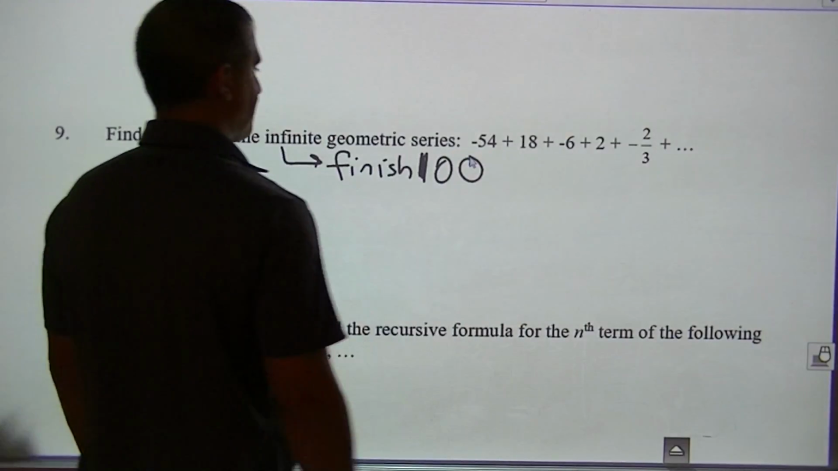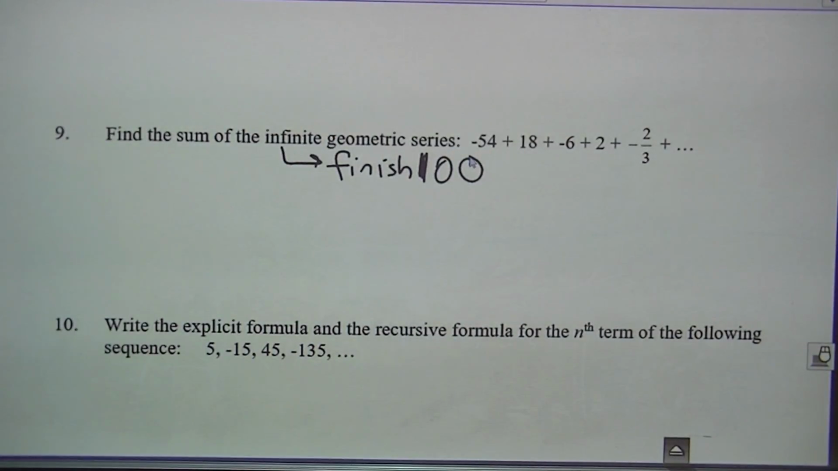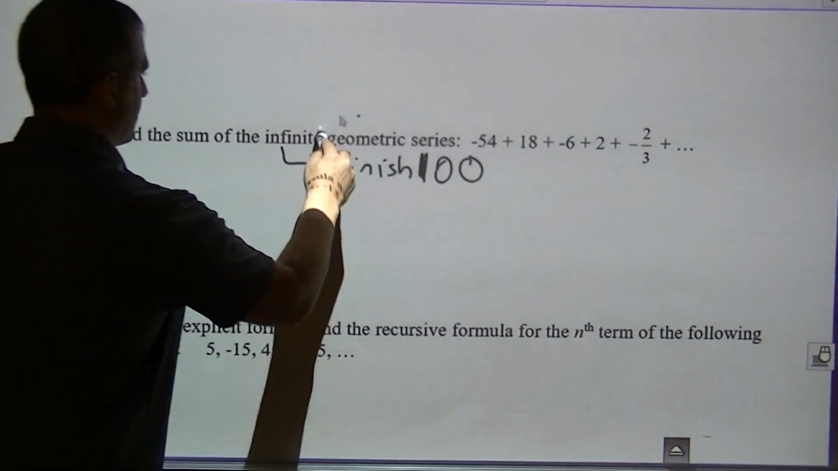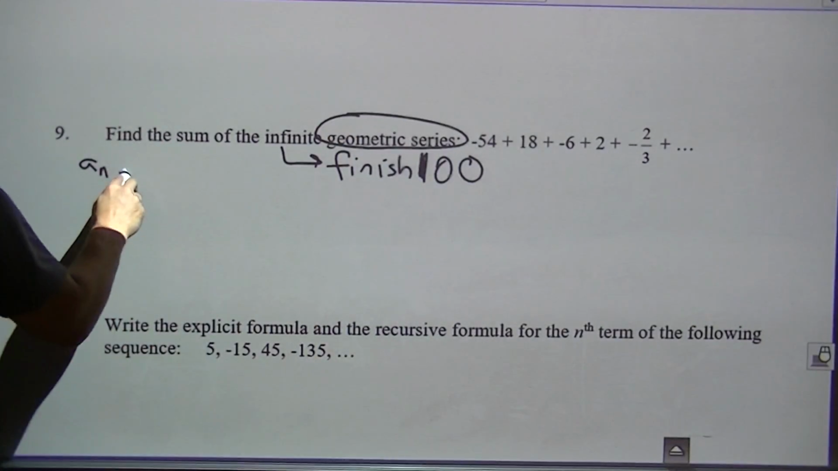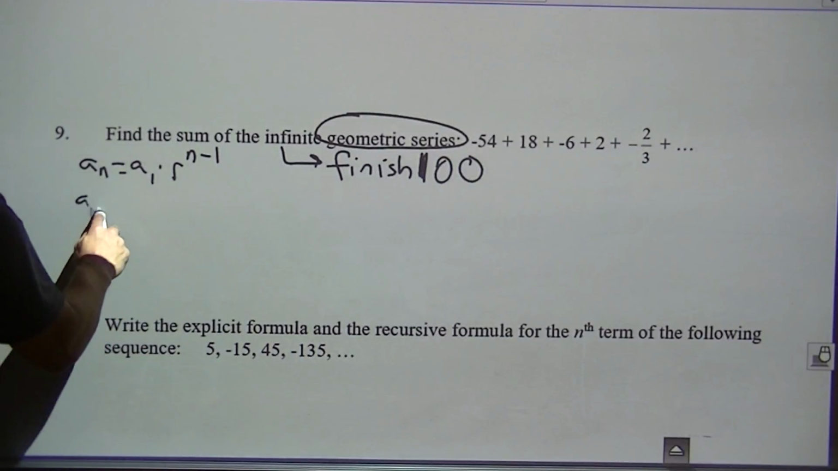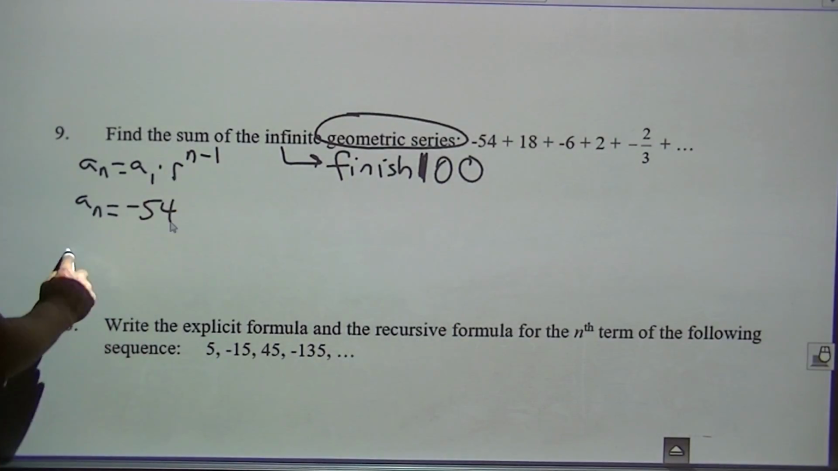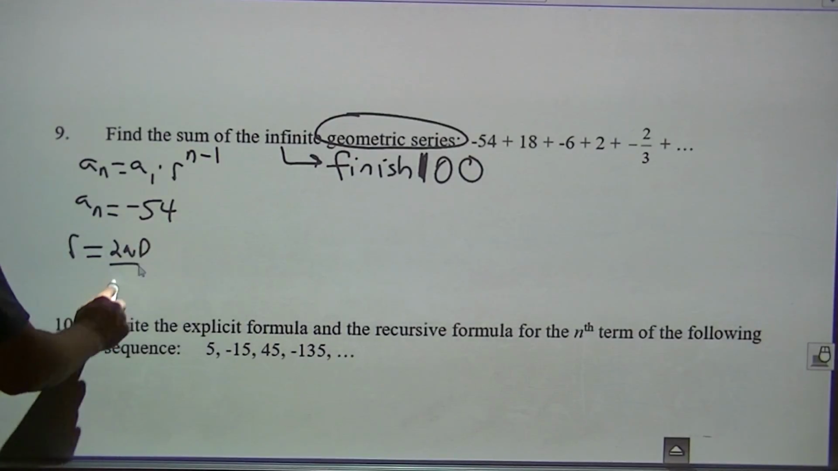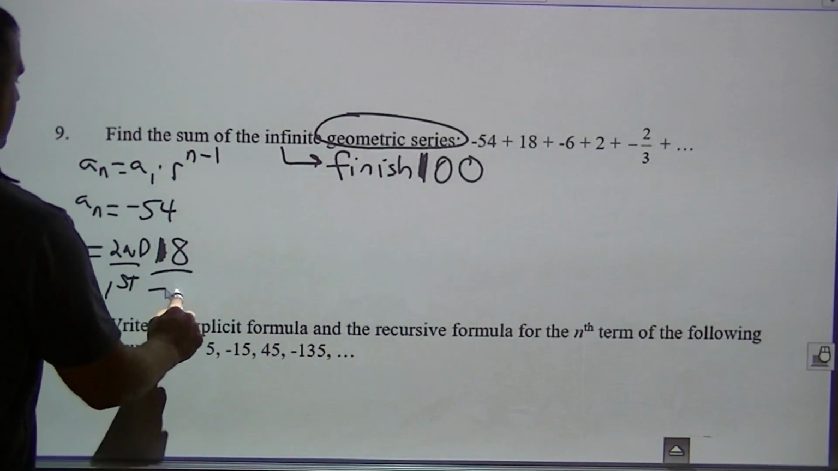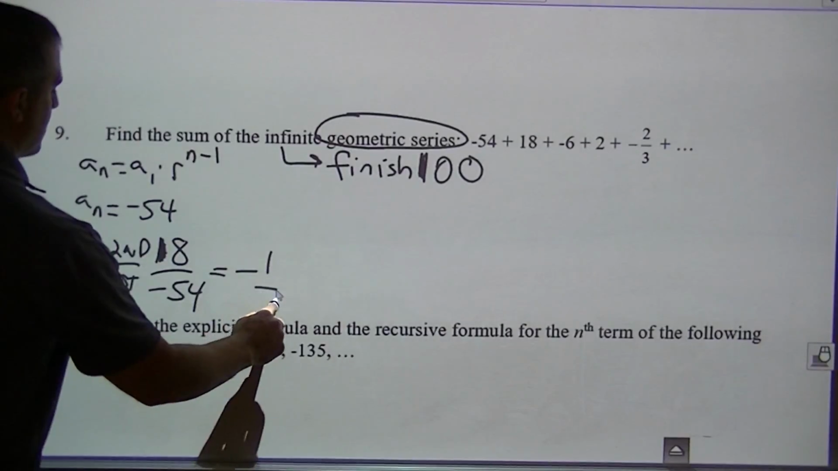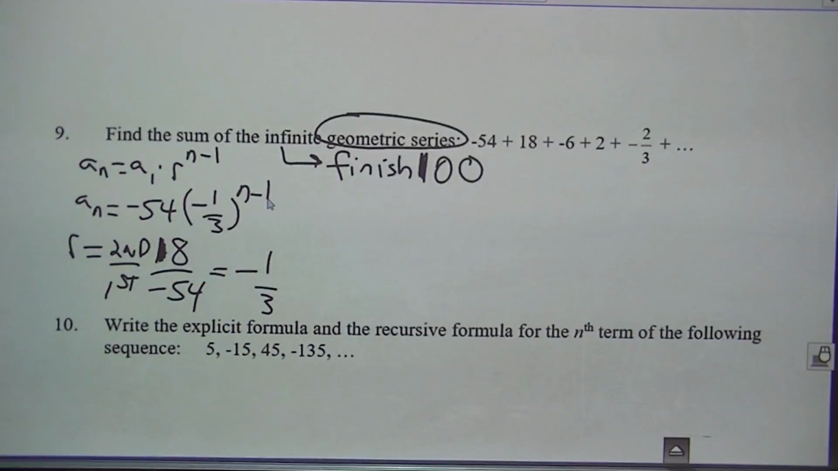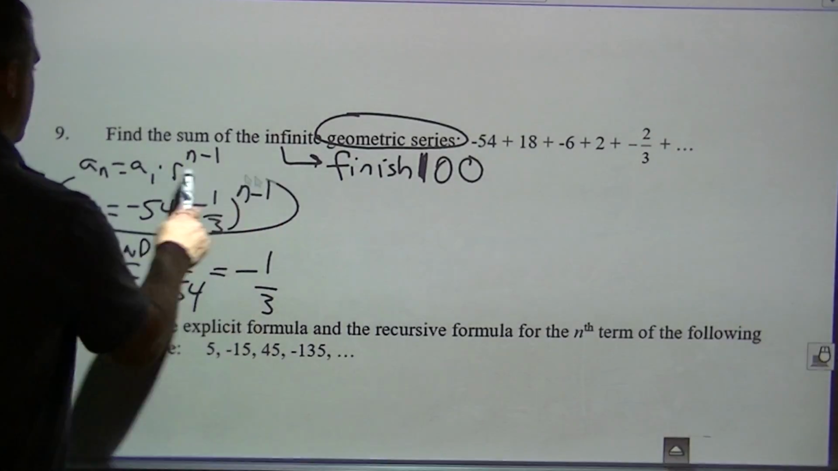Okay, what we have to have here, we obviously don't have a formula, so we have to make one. Since they tell me it's geometric, I'm going to use this formula right here. My A1 is negative 54. To figure out R, it's the second term divided by the first. So that's 18 divided by negative 54, which as a fraction is negative 1/3. So I've got negative 1/3 to the n minus 1, and that's the formula I'm going to use to help me.